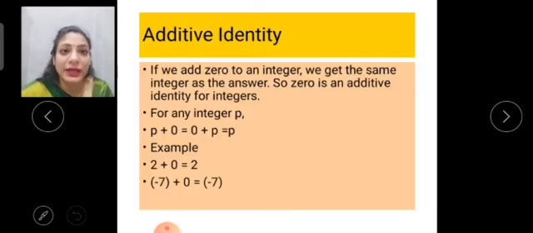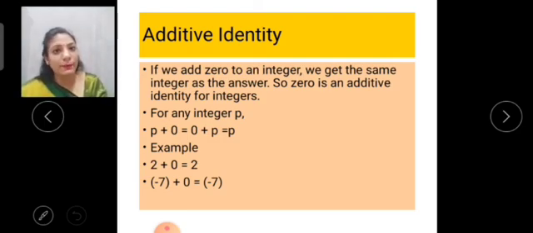Now, additive identity. If we add 0 to an integer, we get the same integer as the answer. So, 0 is an additive identity for the integers. For any integer p, p plus 0 will be equal to 0 plus p will be equal to p. So, the answer remains the same. When we add any number to 0, the answer remains the same. So, 0 is the additive identity for integers.